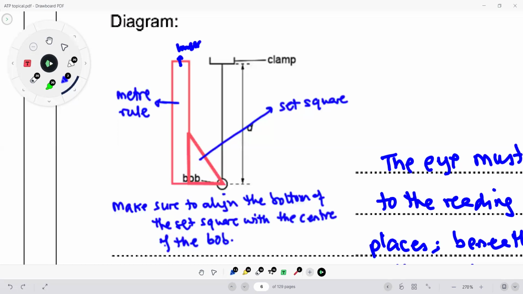Sorry, I'm going to put it back. This meter rule has to be longer than the clamp or at least longer than the thread. If I look closely at this, I would want to increase the length here. Sorry, ये मेरी mistake है. सही है, but थोड़ा सा और extend कर देना so that you can easily take out the readings from the top and from the bottom.